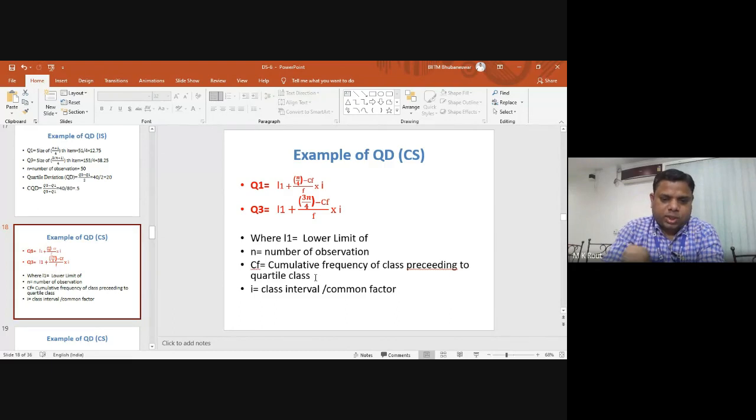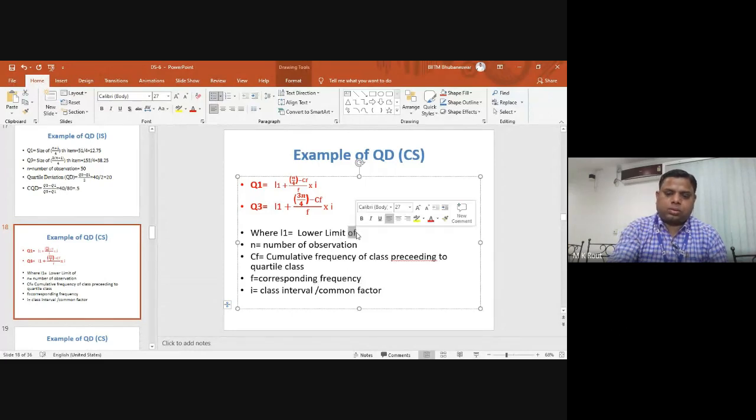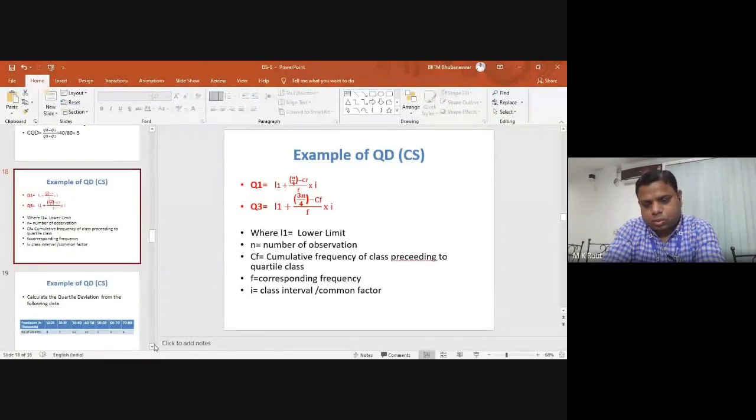I just write here, F equals the corresponding frequency. Just note down the notation. L1 stands for the lower limit of the chosen interval, N stands for the number of observations, CF stands for the cumulative frequency of the class preceding the quartile class, F stands for the corresponding frequency, and I stands for the class interval or common factor. If you finish this one, try to finish as early as possible, then we move forward to solve the numericals. I repeat, L1 is the lower limit, N the number of observations, CF the cumulative frequency of the preceding class, F the corresponding frequency, I the common factor.